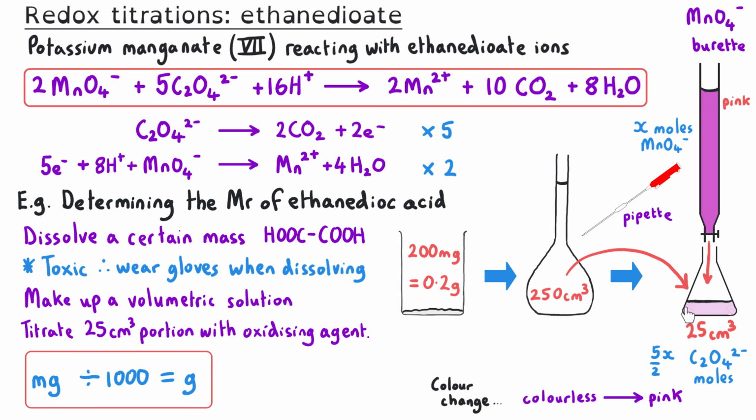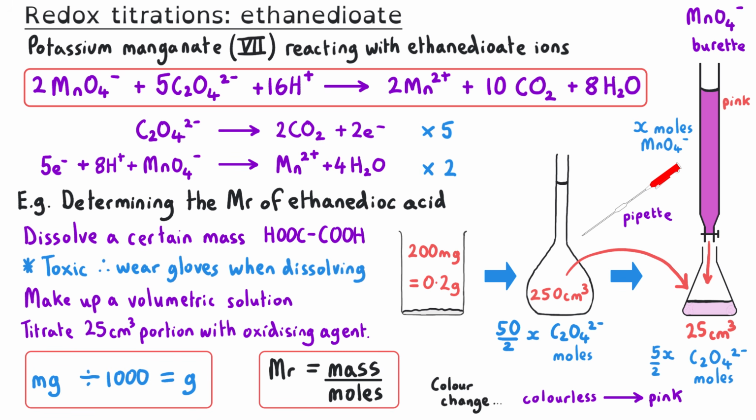And then you would also perhaps have to note that you'd only been reacting 25 cm³ of your solution out of the total volumetric flask solution, and so you would need to factor that in by multiplying the moles of ethanedioate in the conical flask by 10 to work out the moles of ethanedioic acid in the volumetric flask, and hence in this 200 milligrams of ethanedioic acid that you'd started with.